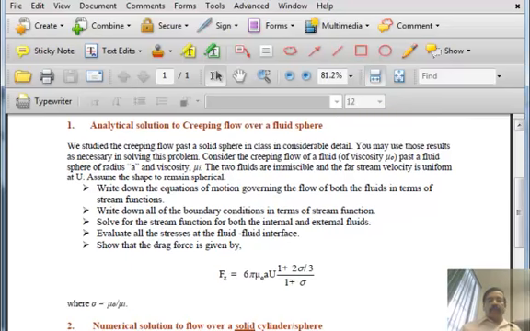So it's basically an opportunity for you to work through all the mathematical details that we went through in class for a solid sphere, but twice, once for the inner sphere, once for the outer sphere, and then go through the solution for the stream function, for the inner one, outer one, get the stresses on the surface, and show that the drag force is given by this expression, where sigma is the ratio of the two viscosities.